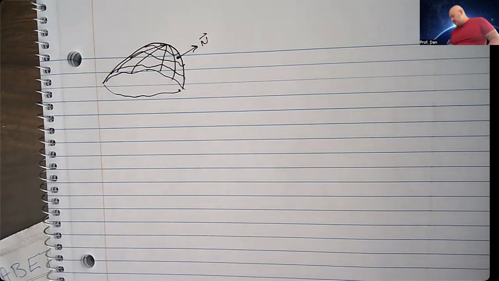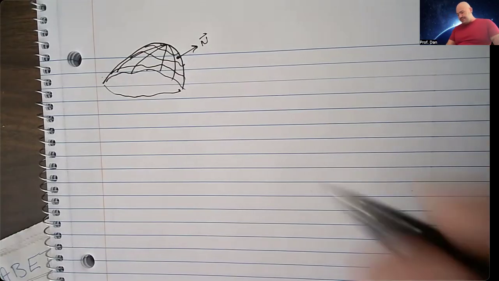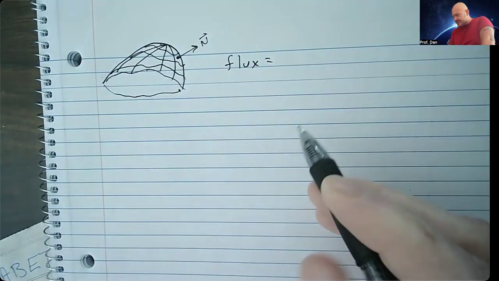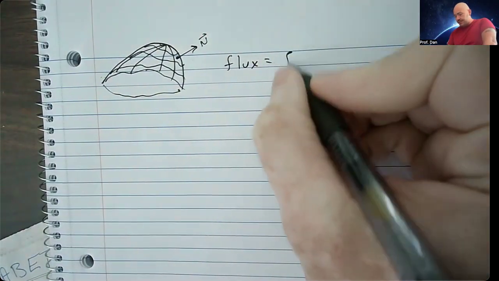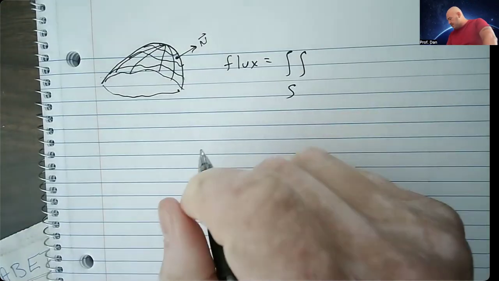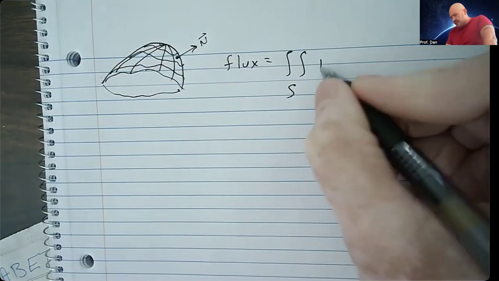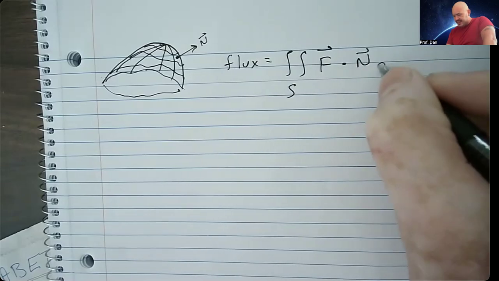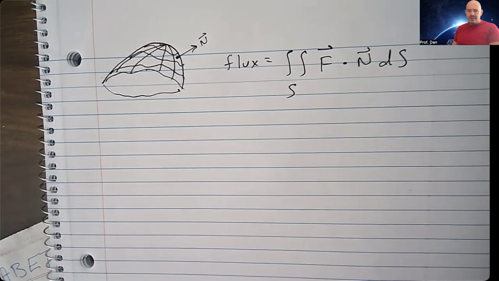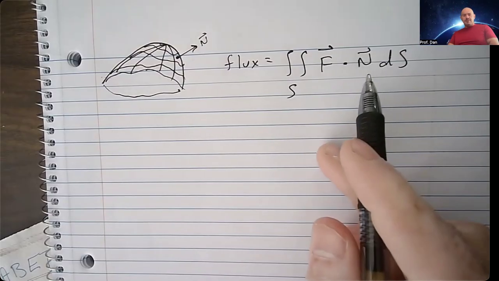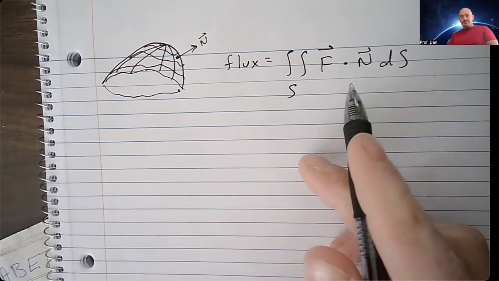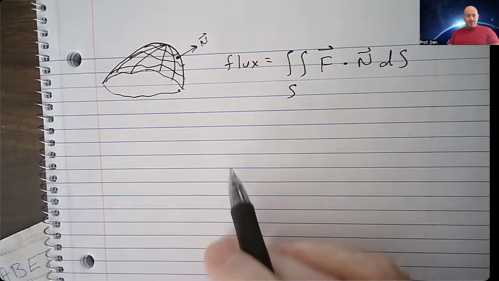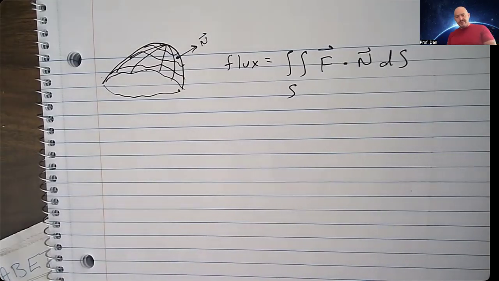All right. So when we compute the flux, we're actually just integrating. So write this out. Flux is just an integral over a surface: the integral over the surface S of F dot N dS. Here N represents our normal vector or something related to it, and F represents the force that's acting on whatever's flowing through the surface.